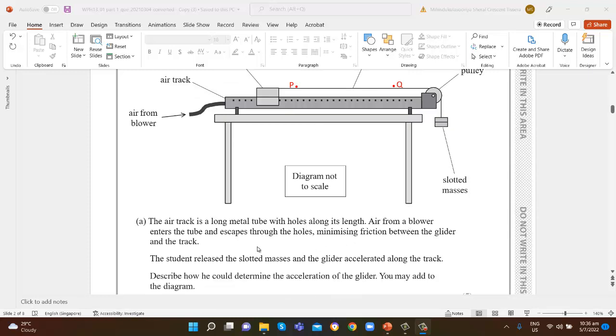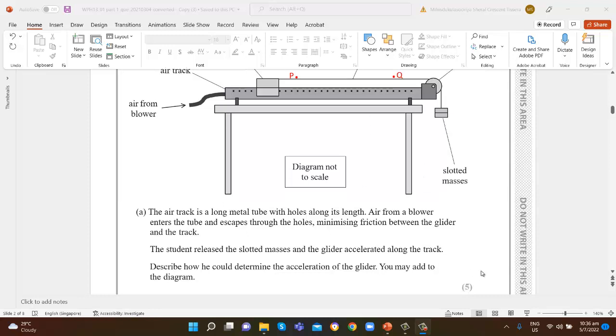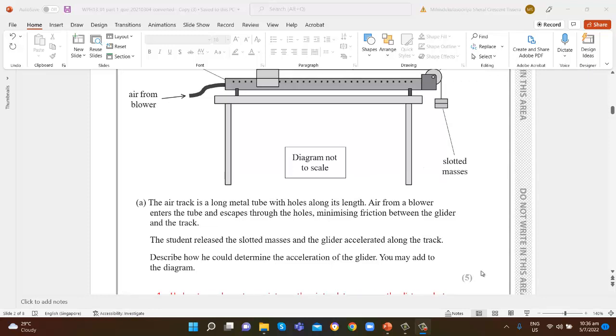The student released the slotted masses and the glider accelerated along the track. Describe how he could determine the acceleration of the glider. You may add to the diagram, so anything you can add. Now, first he must do what? First, he has to write the equipment.